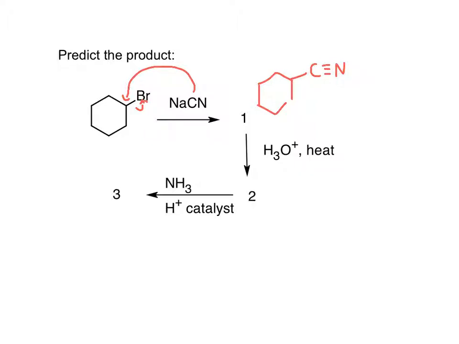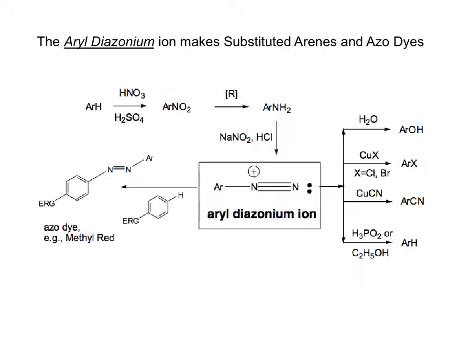In the second step, the nitrile undergoes hydrolysis in a nucleophilic acyl substitution reaction to form an acid. Note that the nitrile carbon is an electrophile like the carbonyl carbon. In the third step, the acid reacts with ammonia with an acid catalyst to form an amide in a nucleophilic acyl substitution reaction. So remember, look at those structural features to help you predict the product of a reaction and use those curved arrows to show how bonds break and form.